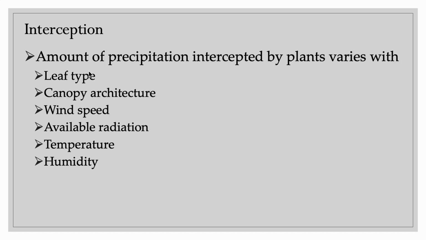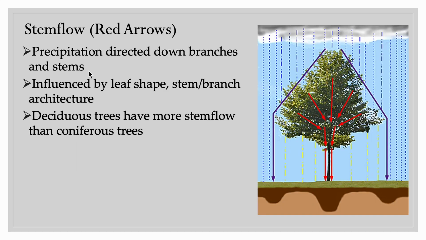Interception is going to be where the water hits some leaf structure. The things that are going to influence that are going to be like leaf type and canopy, potentially wind speed, the temperature, and the humidity. So there are just a couple of different things that are a part of interception that really influence how much water makes it to the soil.